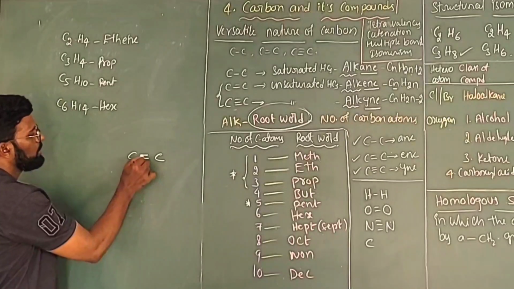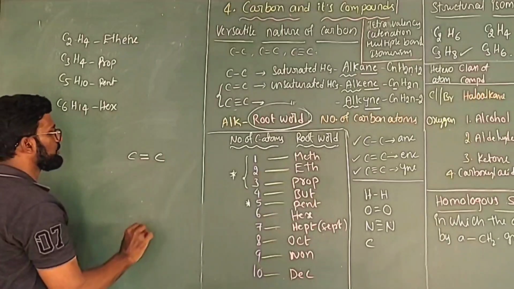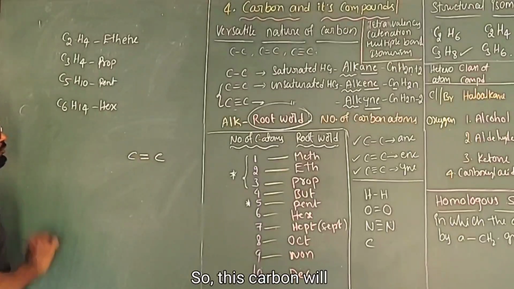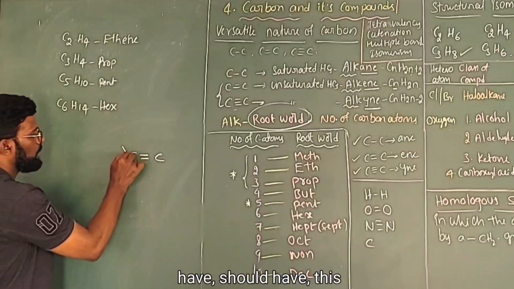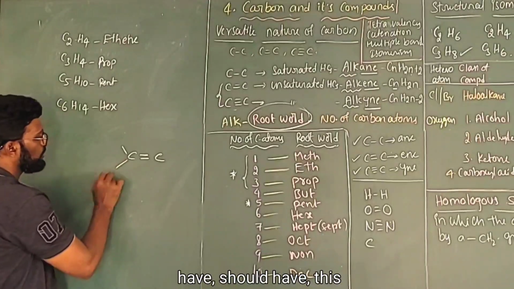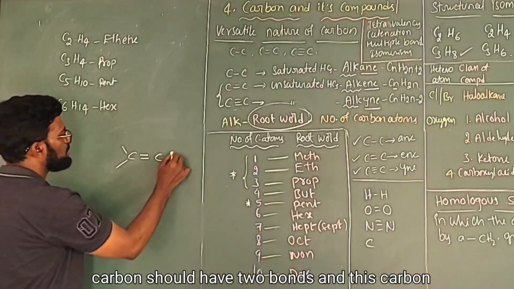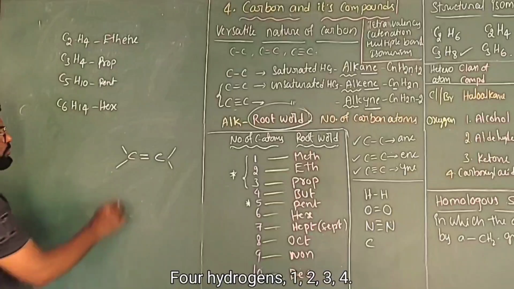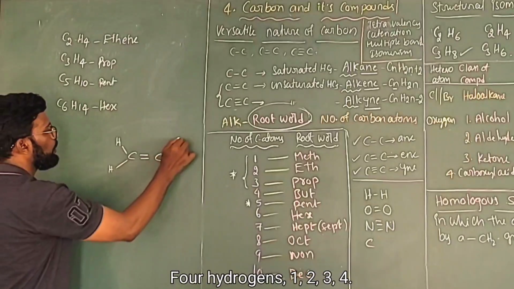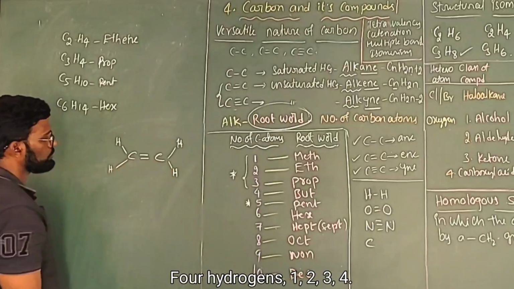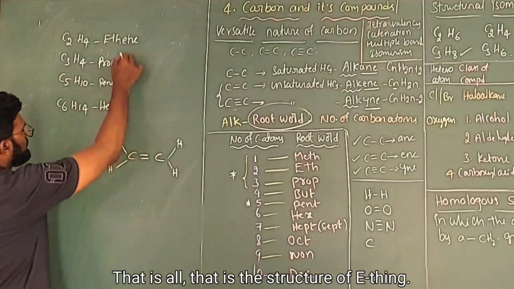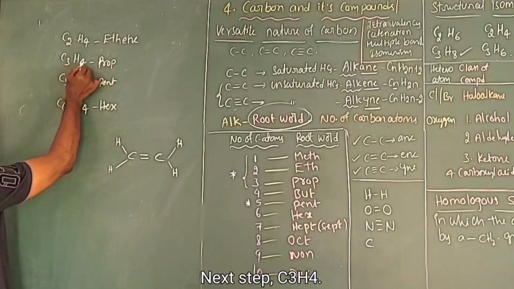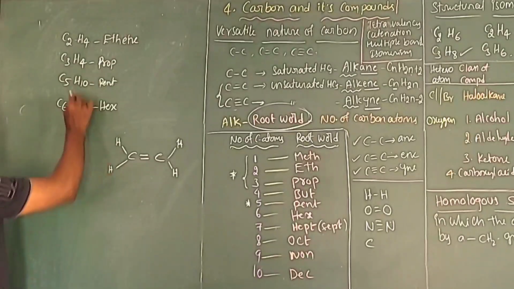After the double bond, 2 valency is satisfied, and 2 more valency we have to represent. So this carbon should have 2 bonds, and this carbon should have 2 bonds. So in total how many hydrogens are there? 4 hydrogens: 1, 2, 3, 4. That's all. That is the structure of ethene. Next, C3H4. 3 carbon atoms.